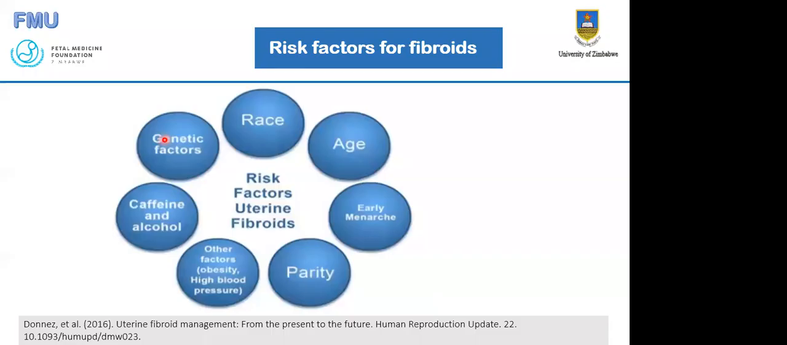And these are the risk factors. You may wonder, how do fibroids come about? It is believed that there are some underlying genetic factors that could also explain the race issue, why they are more common in Black women. Age: I've already told you that the older a woman gets, while it's still within the reproductive cycle, the greater the chance of having fibroids.